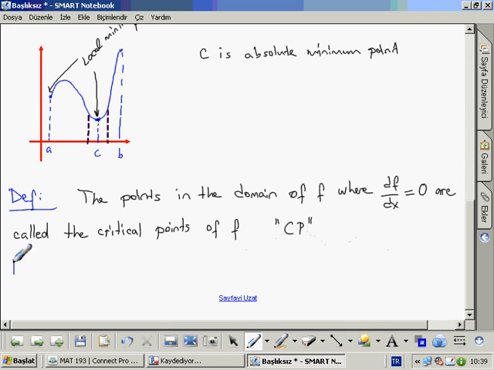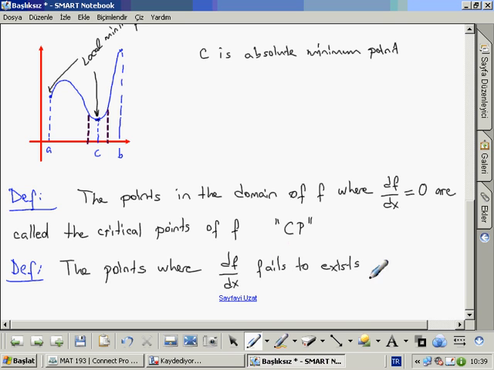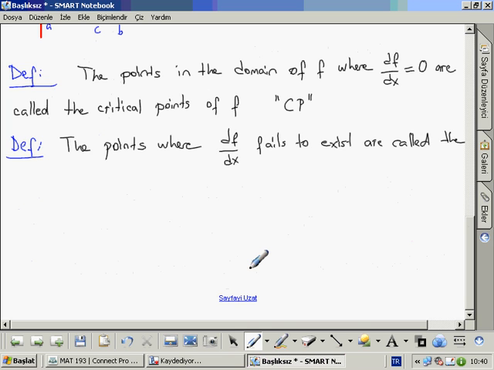And another definition: the points where del F over del X fails to exist are called the singular points of F, and we will call that by SP points.